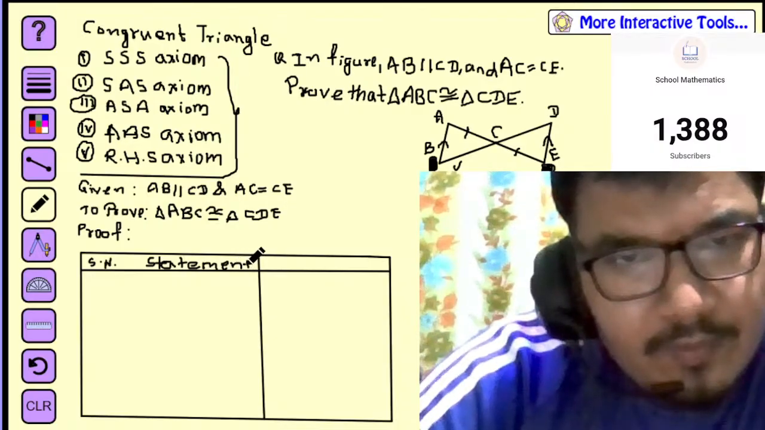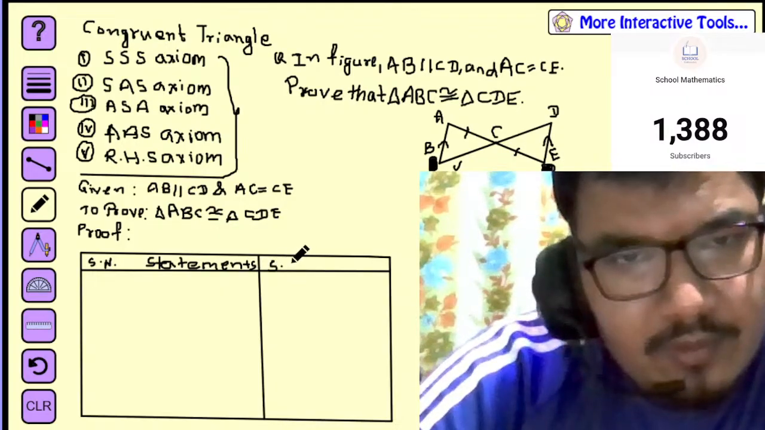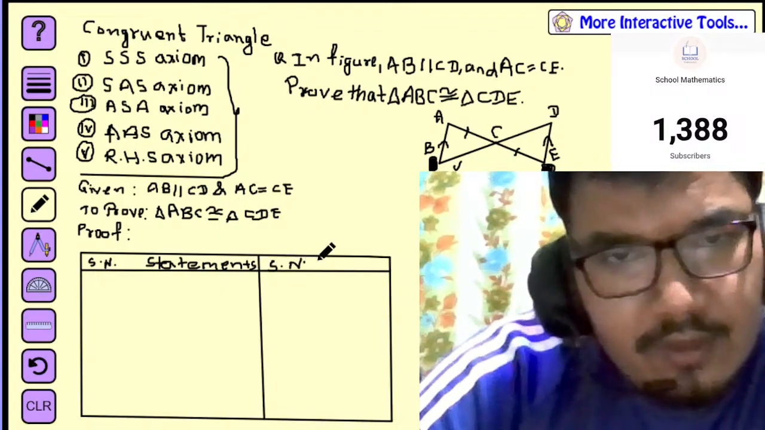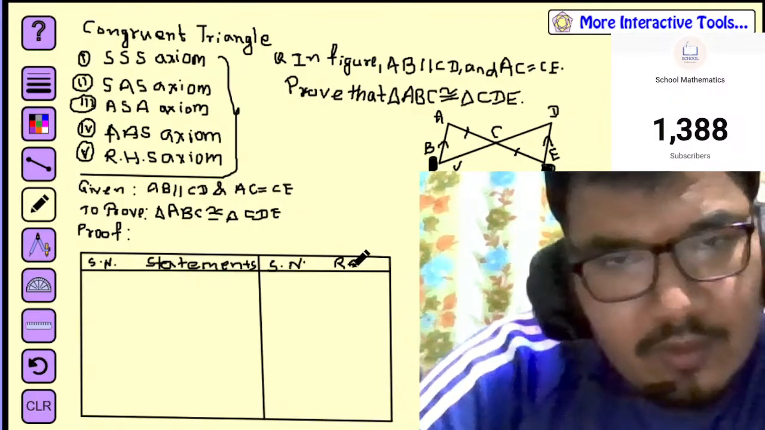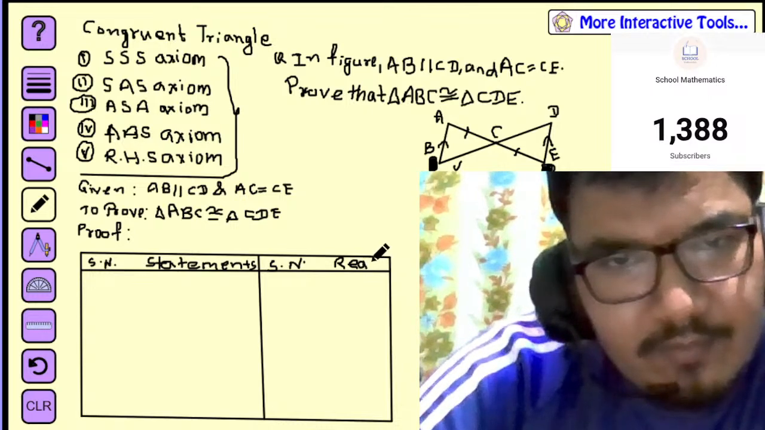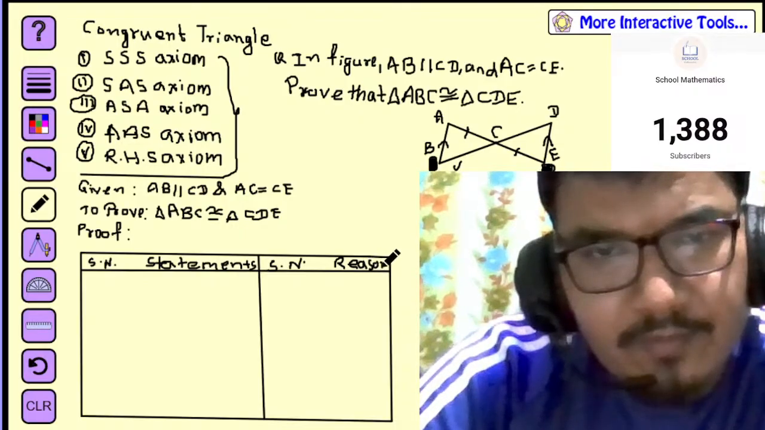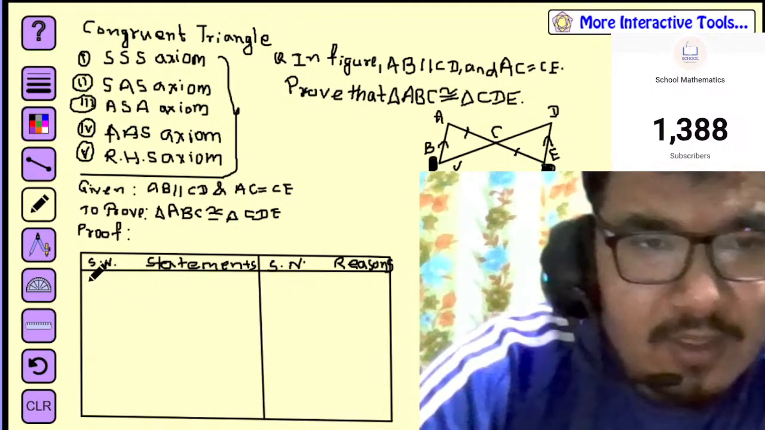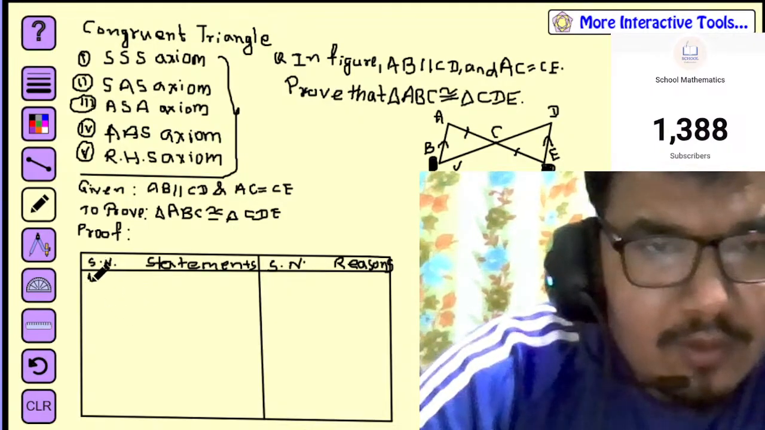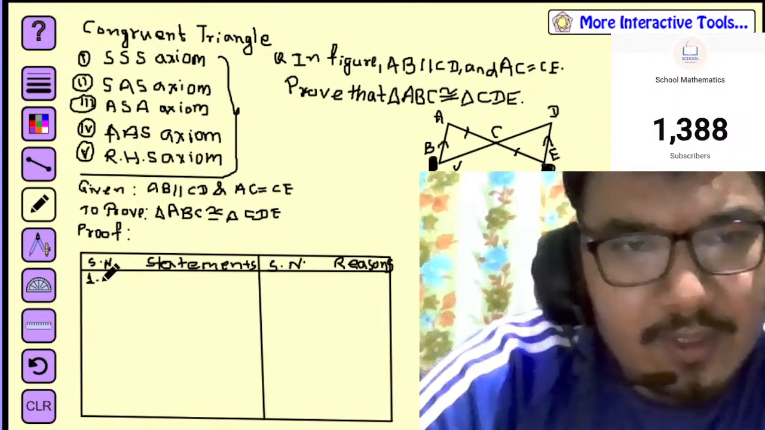And here also we are writing a serial number. After this we are mentioning here Reasons. Write here Reasons. And now first of all in number one, always write which triangles we are going to show congruent. Here we are just writing them again.